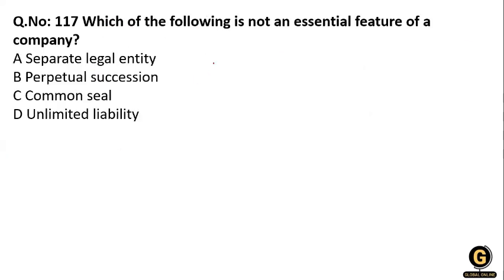Next question: which of the following is not an essential feature of a company? Separate legal entity, perpetual succession, common seal, or unlimited liability. So yes, what is not essential is unlimited liability. So option number D is right over here.